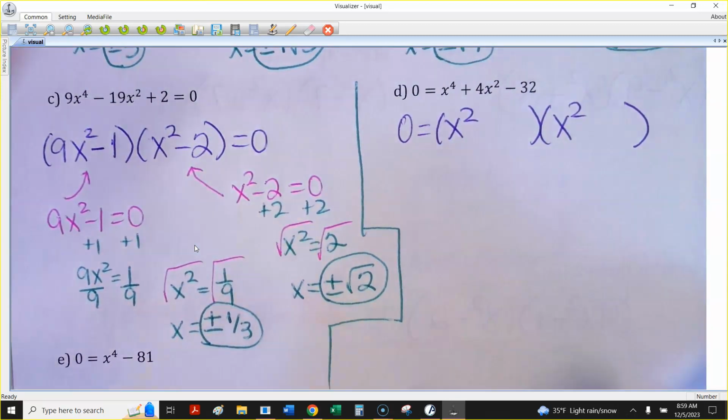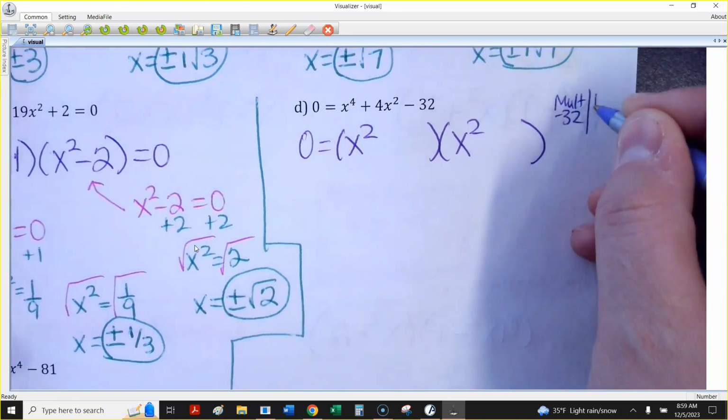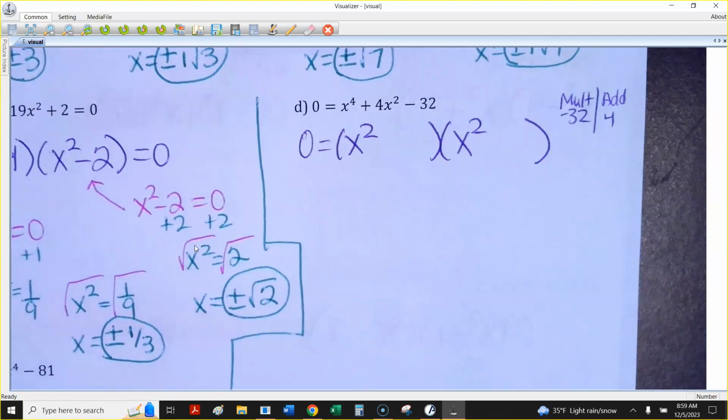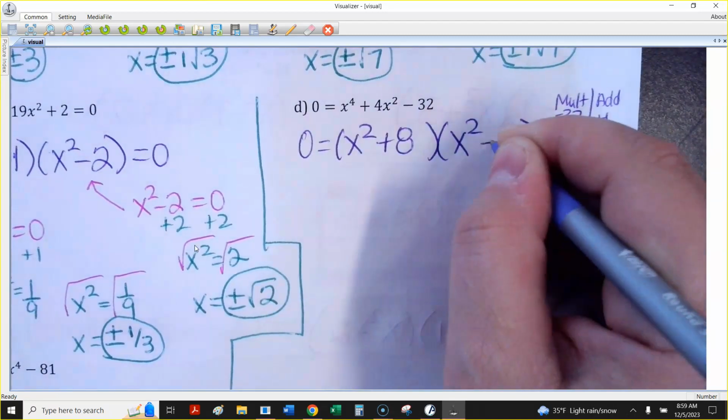All right, so I'm going to multiply to get that negative 32 and add to get 4. Can you guys think of two numbers? If you multiply them, you get negative 32, but if you add them, you get positive 4. So I've got to think of factors of 32. So I got 1 and 32, 2 and 16, 4 and 8, and I think that's it. How can I get a combination that multiplies to get me 8 and negative 4? Good. So one of these is a plus 8, one of these is a negative 4.